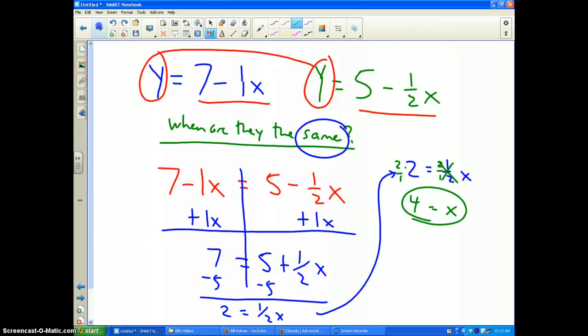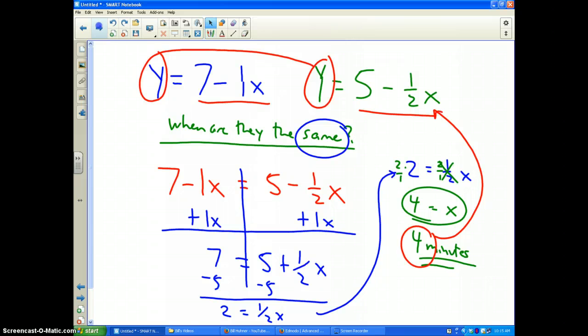So after 4 minutes, these two tanks contain the same amount of water. And if I wanted to find out how much water that would be, I would just take 4 and plug it into one of the equations and find out. So that is how you solve a word problem, both using a graph or by setting the two equations equal to each other. And again, if you have further questions, let's discuss it in class and bring your questions to class.